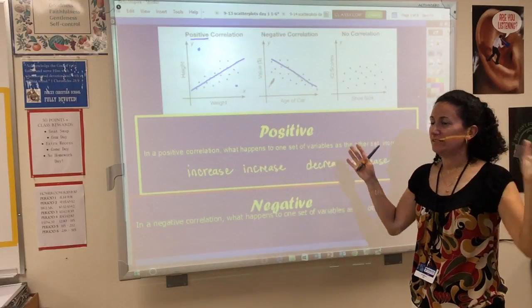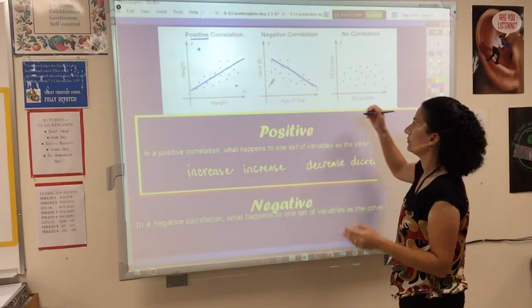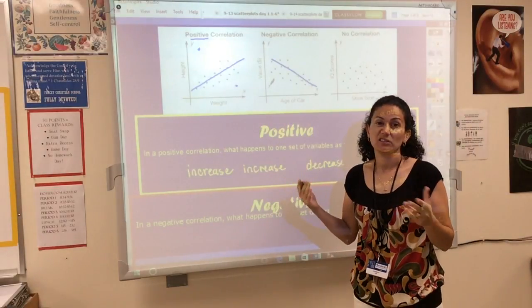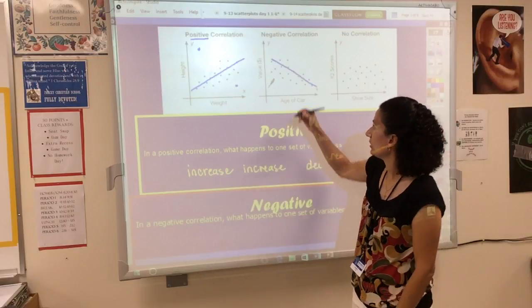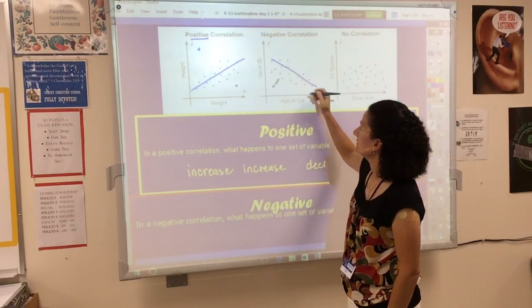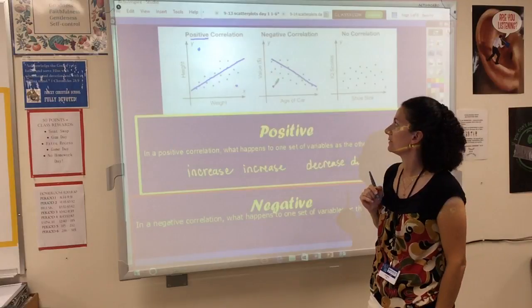Now, just like in everything in real life, you could have a brand new car that is a low value. Maybe it's very small. Maybe it's just not a popular car. So you could have a dot down here. It falls far away from the trend line.